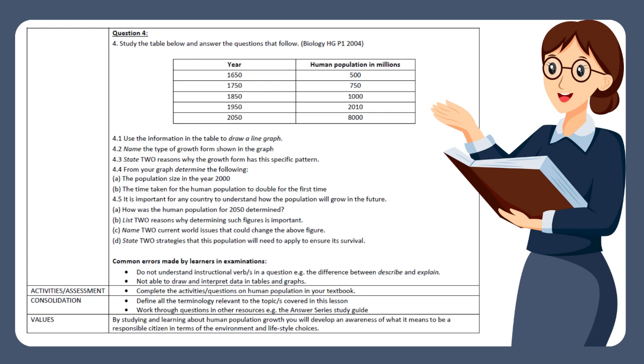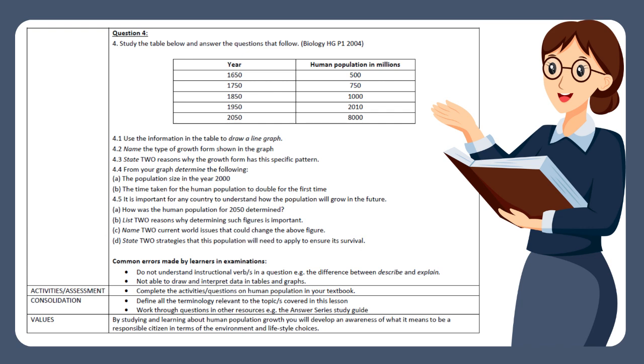4.4 From your graph determine the following. A. The population size in the year 2000. B. The time taken for the human population to double for the first time. 4.5 It is important for any country to understand how the population will grow in the future. A. How is the human population for 2050 determined? B. List 2 reasons why determining such figures is important. C. Name 2 current world issues that could change the above figure. D. State 2 strategies that this population will need to apply to ensure its survival.